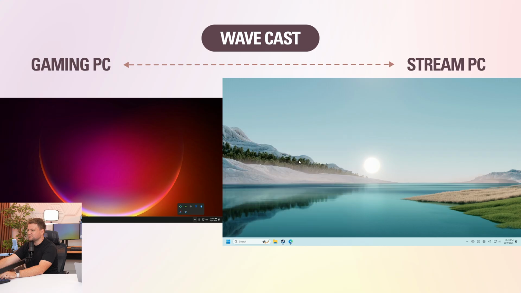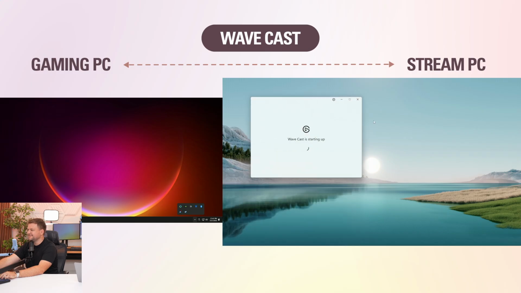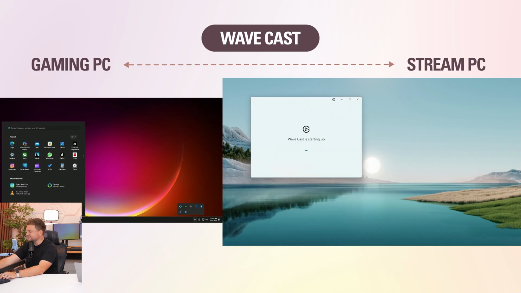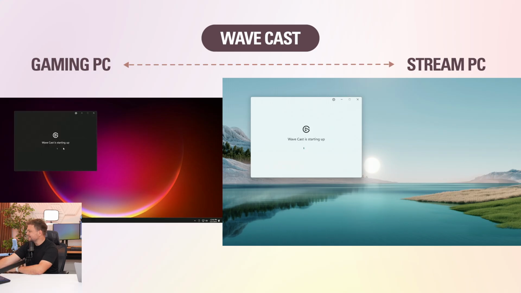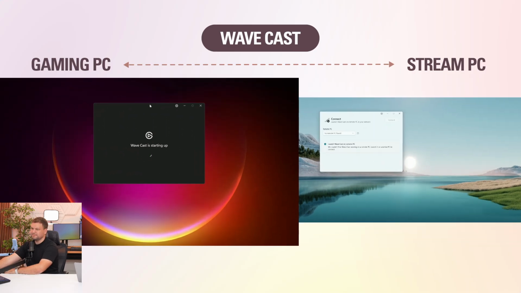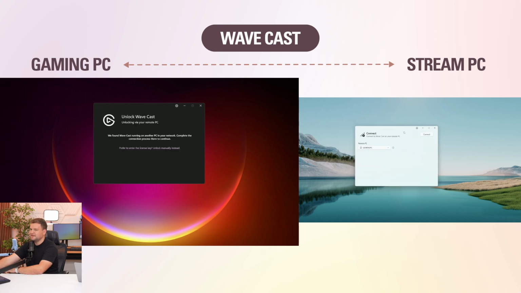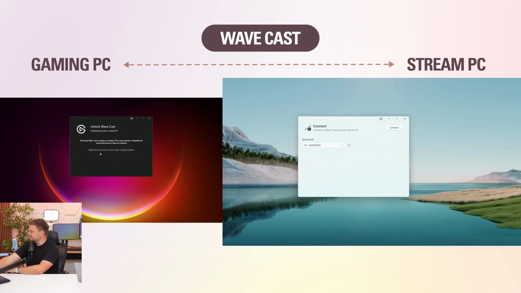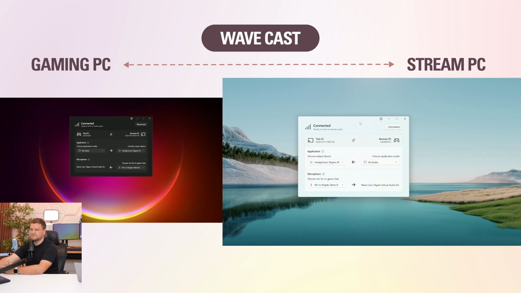Bear with me, chat. Just one minute here. All right. We launch Wavecast on the Stream PC, and we launch Wavecast on the gaming PC, like so. Both of them are popping up, and they should find each other. There we go. All right, check it out. On the gaming PC over here, it says, we found Wavecast running on another PC on your network. Complete the connection process there to continue. So it's super simple. You simply hit connect, and there you go.